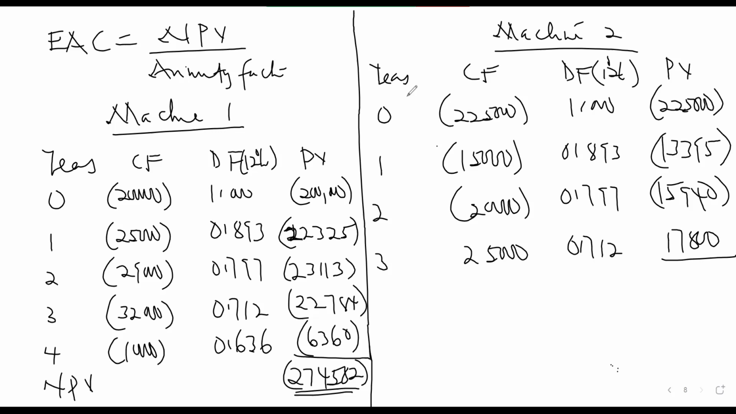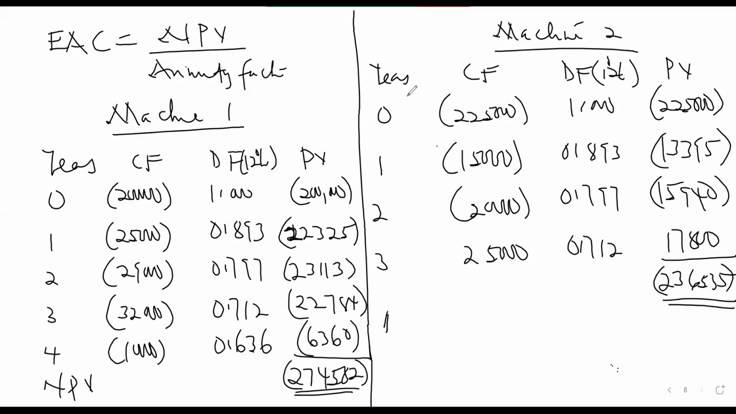So you now put them together to have 5,000 plus 13,395 plus 15,940 minus 17,800. So I'm having 236,535. Okay. So the question now is they're asking us to find the annualized cost.